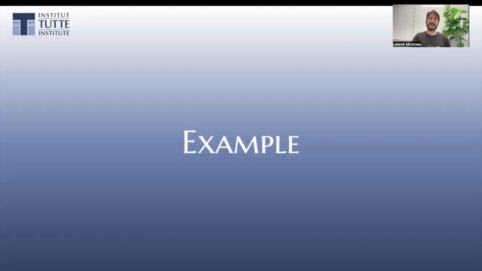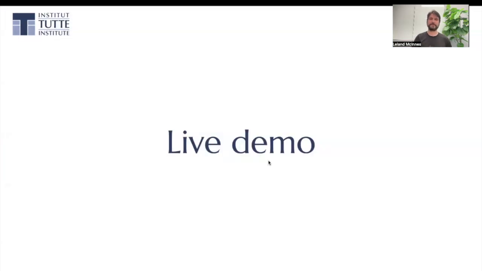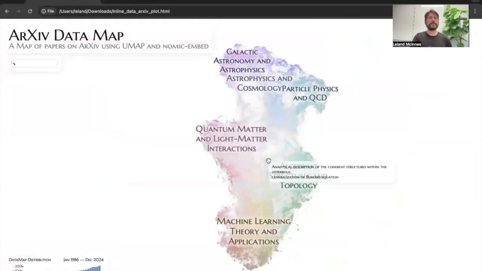All right, let's have a look at an example of some of this workflow put into action, where we've done vectorization, dimension reduction, clustering, labeling, and have at this point an interactive visualization. So let's look at a live demo. Here is data from arXiv. This is 2.5 million papers published on arXiv, a data set of preprints.